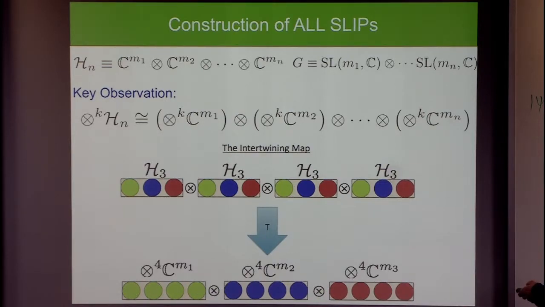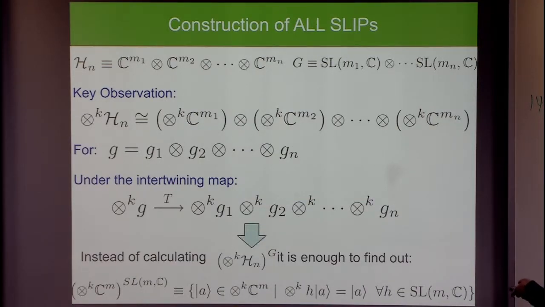And what this does, in short, is it reduces the problem. Instead of finding the fixed vectors of this space, all we have to do is find the fixed vectors of this space. And that is a much simpler problem.